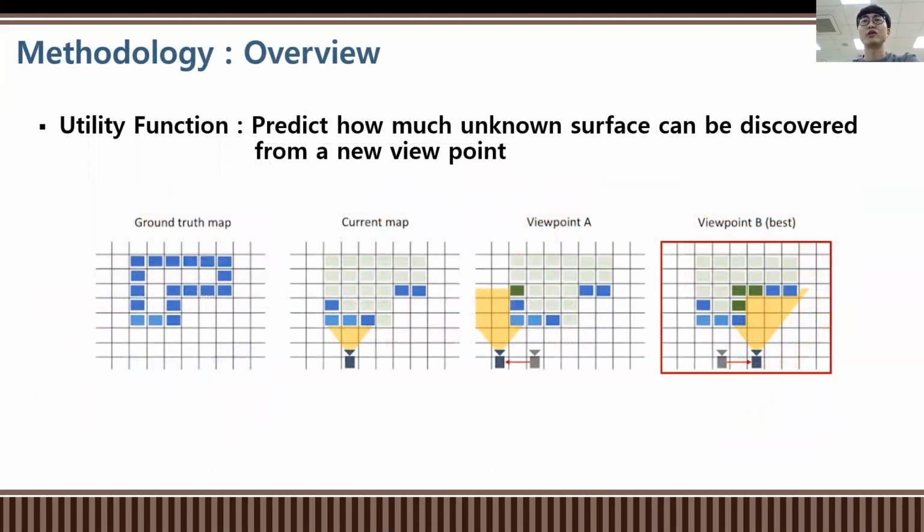A utility function has to predict how much unknown surface can be discovered from a new viewpoint. A well-made utility function would allow the drone to traverse along a path that would provide a maximum coverage of a given area. This would naturally lead to more efficient 3D reconstruction of the area as well.